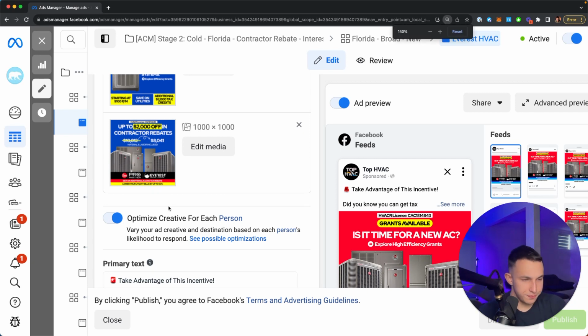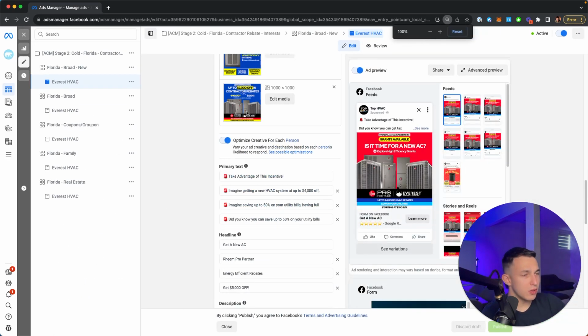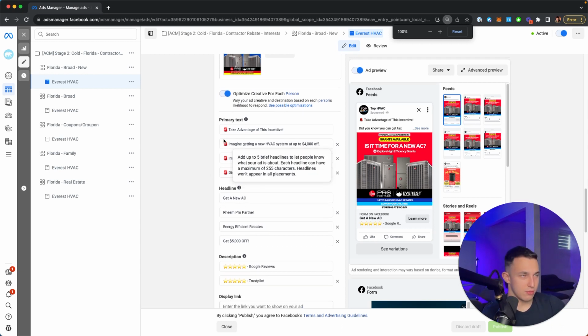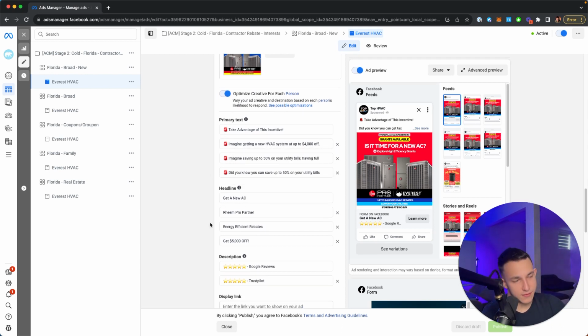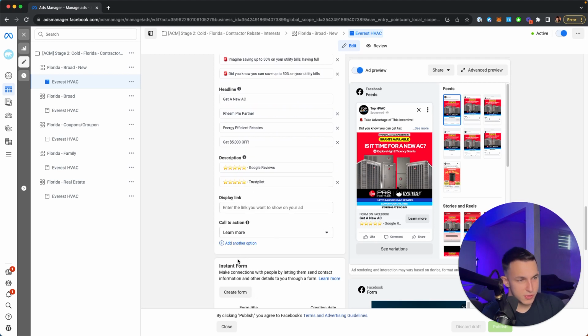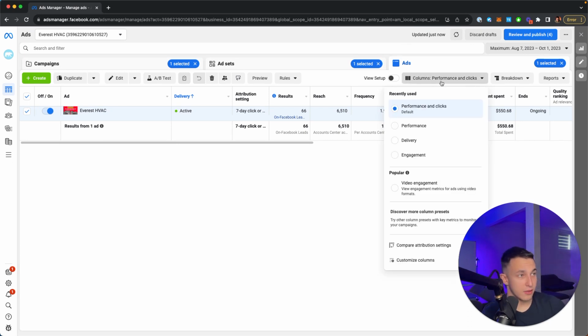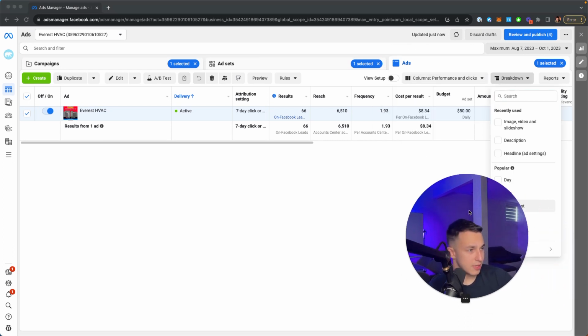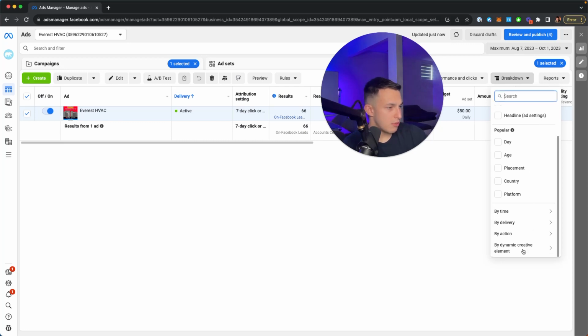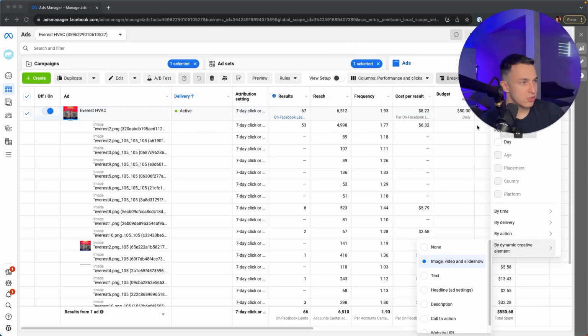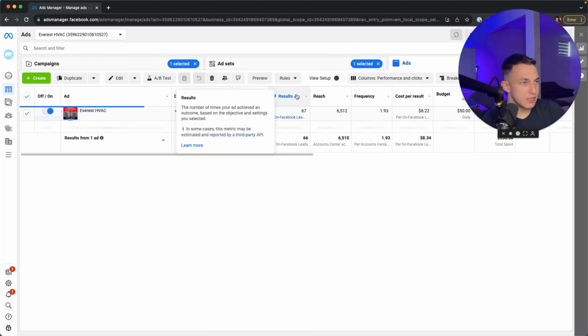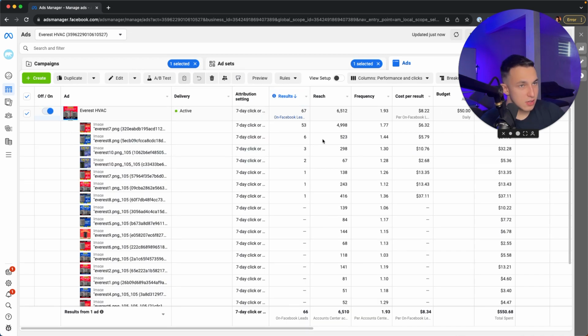And what you do is you put in all these advertisements, all these different bodies of copy, these different headlines, these different descriptions, and you let them run. And then once they've been running for a while, you're going to come to your ad and come here to breakdown, then dynamic creative element, go by image, and you're going to be able to see which one of these images has actually gotten the most results.